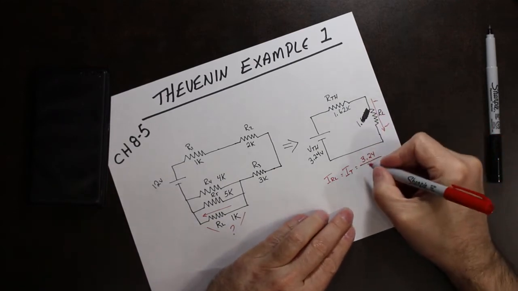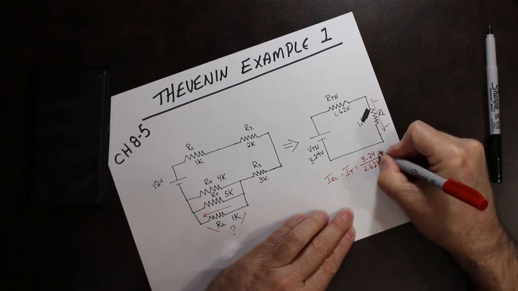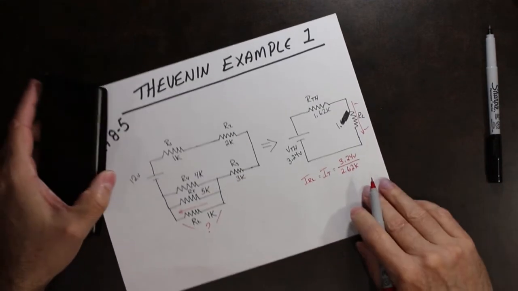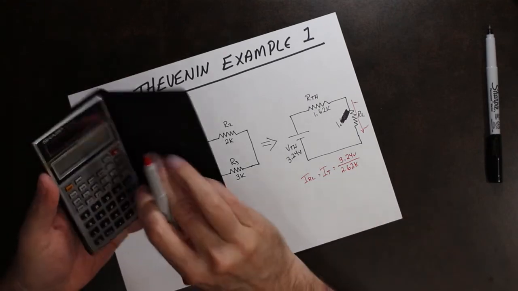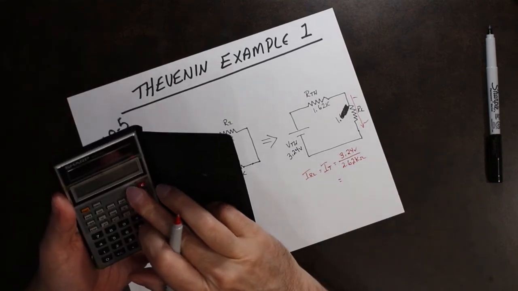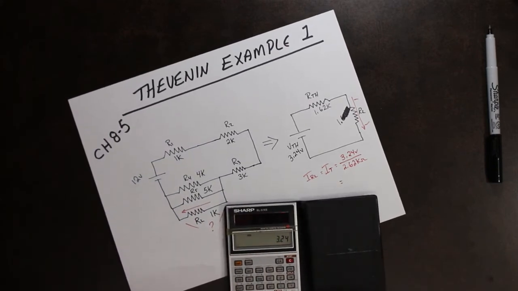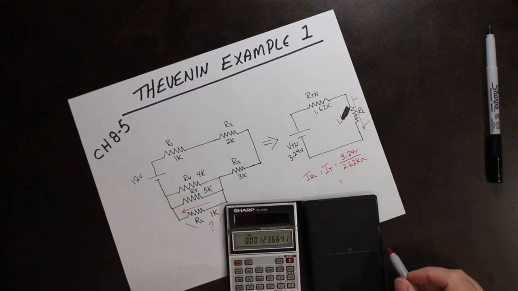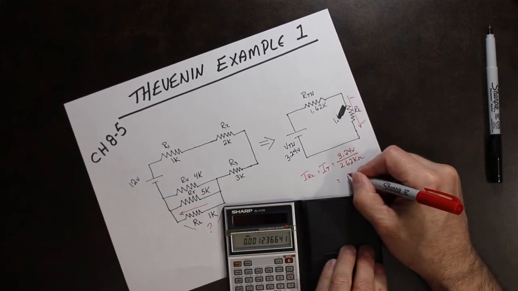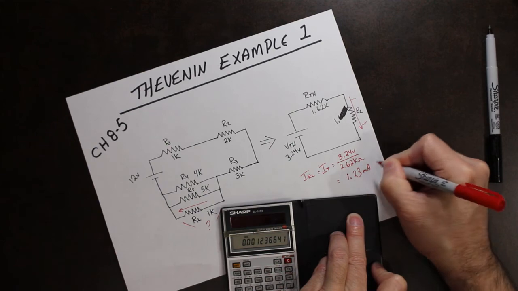So that becomes 2.62K. So 3.24 volts divided by 2.62 kilohms should give us our total current. So we do 3.24 divided by 2.62 exponent 3 equals. So the current going through that resistor is 1.23 milliamps.